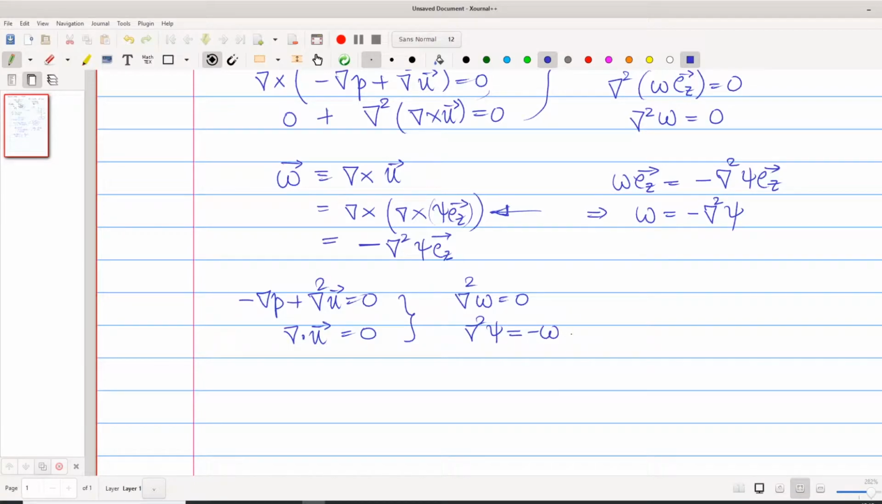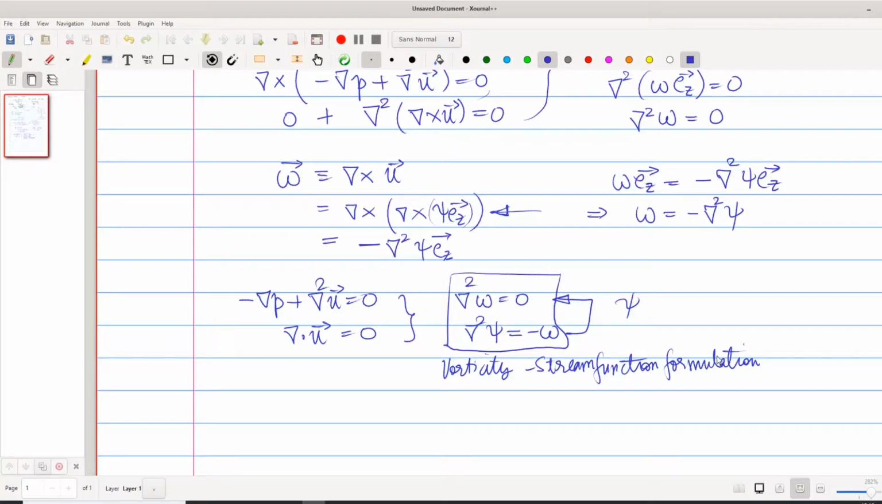If we substitute omega from this equation into this equation, we then have a consolidated equation only for psi. And then we need to solve only for psi. Once psi is known, we can find out the velocity field by substitution. So these equations are the vorticity-stream function formulation. In 2 dimensions, we have obtained this reduction of the equations.